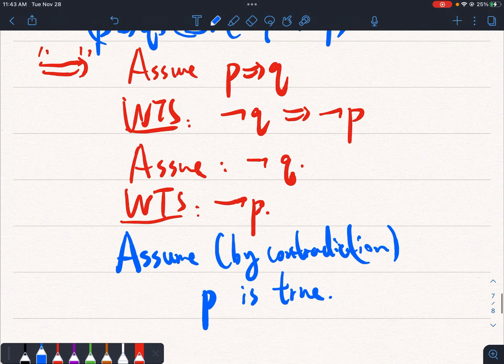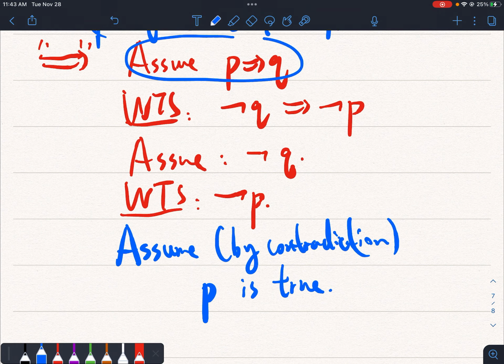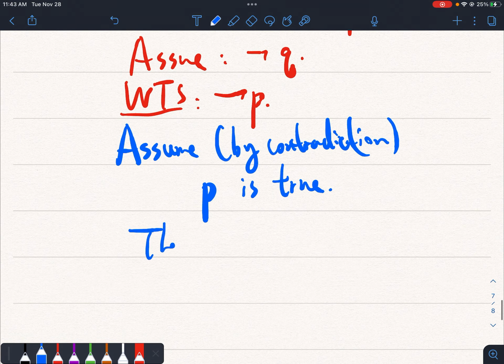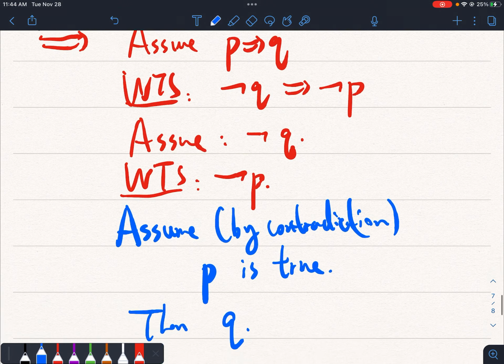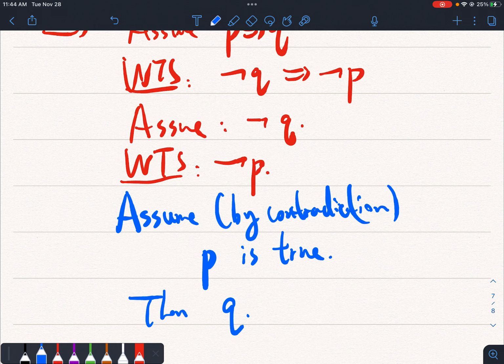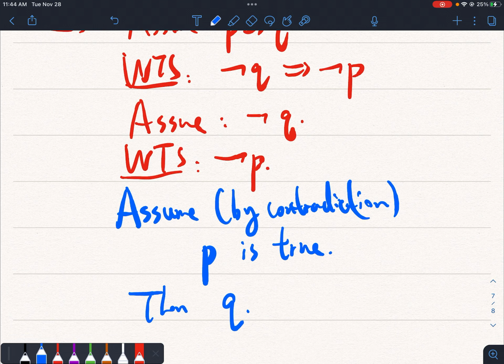So if P is true, then because we have assumed P implies Q, this will mean Q is true. Because we have P implies Q and also we have P, then by modus ponens, we have Q. But we have assumed Q is false. So this will cause a contradiction, and this is denoted by this symbol, which means contradiction. Which means P cannot be true.